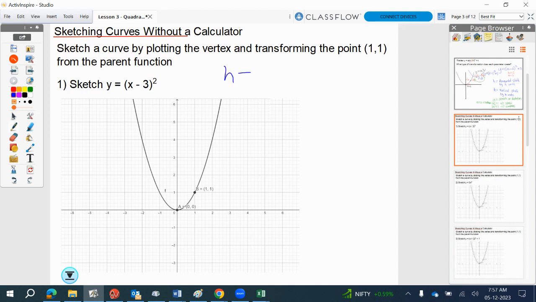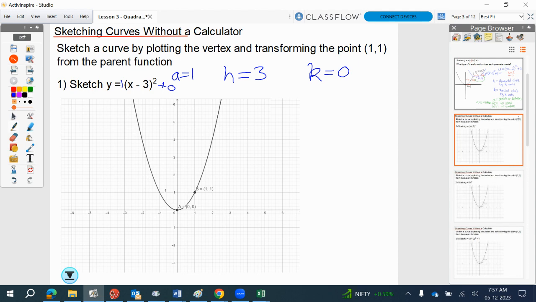So we have h is equal to 3. What is the value of a in this one? 1. What is the value of k? 0. So we've got nothing added here at the end, and we're multiplying by 1 here. So we don't write the 1. That means all we've got is a horizontal shift to the right.